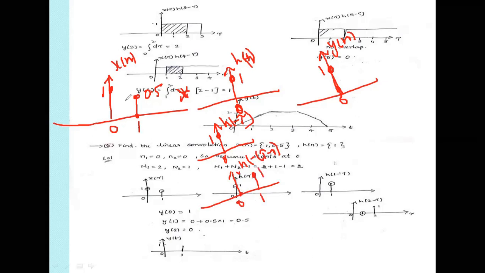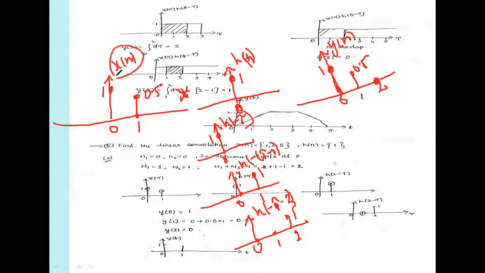Now the 0 is a 0, and 0.5 into 1 is a 0.5. Still it moves towards the right side. H of minus tau minus 2 means 0 is a 0, 1 is also 0, 2 is 1 now. Now there is no value at 2. Both the functions are 0, so y of 2 is 0. Still you can move, the value will be the same.